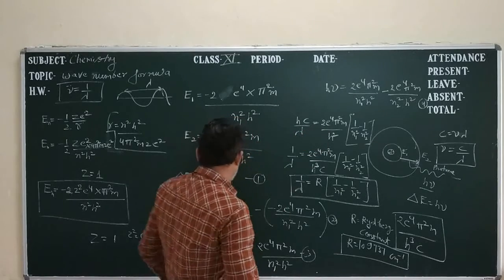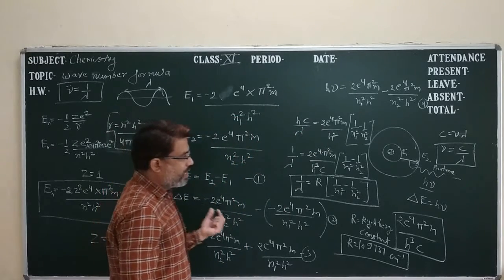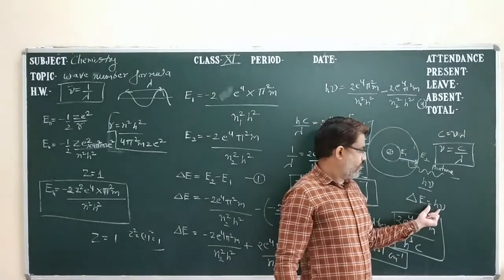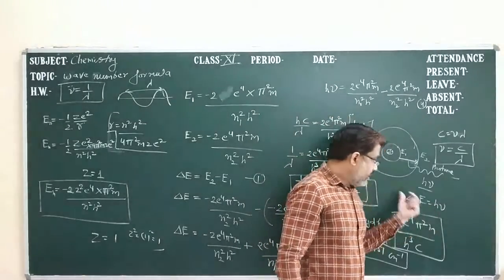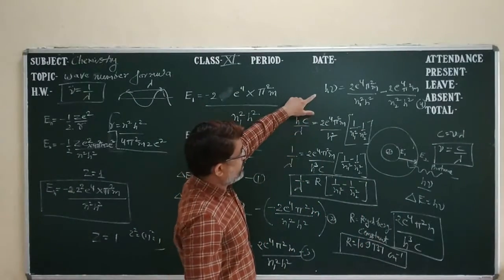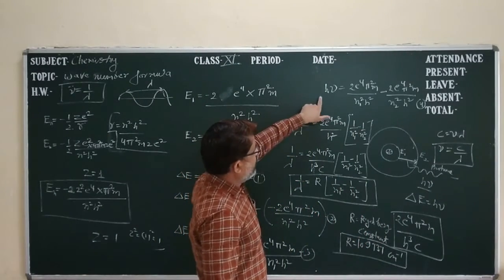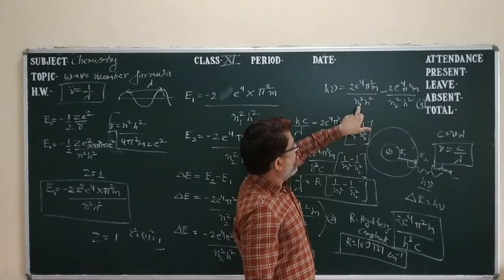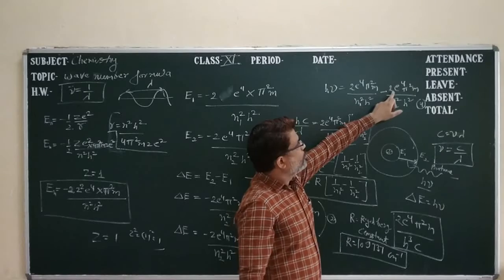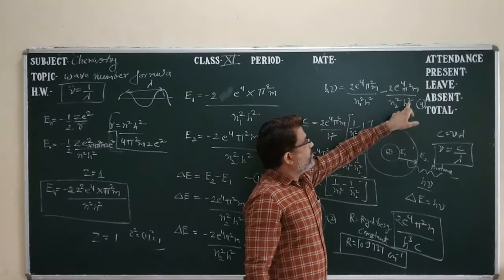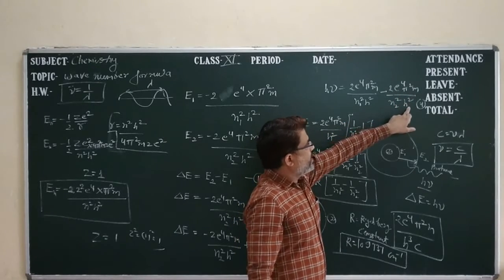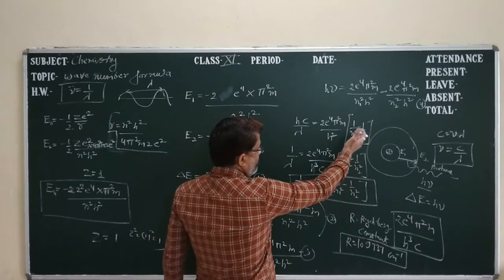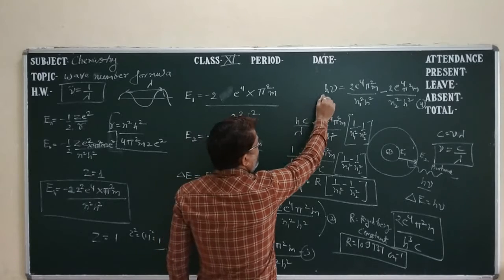And now we also have to put the value of delta E. I already told you that delta E is equal to what? h nu, that is the energy of a quantum or photon. So when I substitute this one, I get this equation: h nu is equal to 2 e raised to the power 4 pi square n divided by n1 square h square minus 2 e raised to the power 4 pi square n divided by n2 square h square. Okay, equation 4.